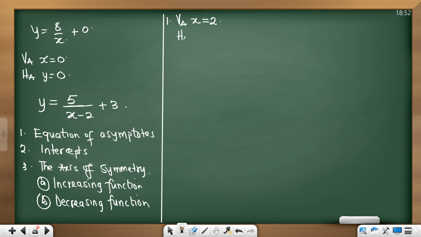And what is the horizontal asymptote? Y should be equal to what? 3. It's 1 mark there for everybody. Number 2, intercept. Y-intercept, x should be equal to what? 0. Please show your 0 substitution. 5 over 2 plus 3 would give us what? 11 over 2, I think.